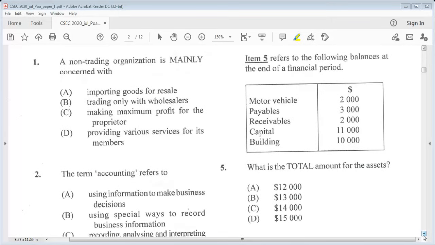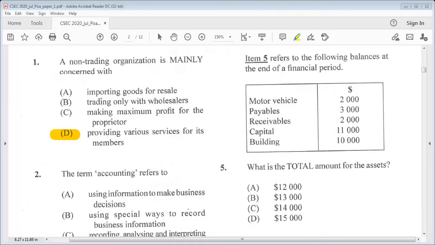The first question says, a non-trading organization is mainly concerned with. We know a non-trading organization is the same as a non-profit organization, and we know that organization is concerned with providing services for its members. So it's not engaging in a business to make a profit. So D would be our answer.